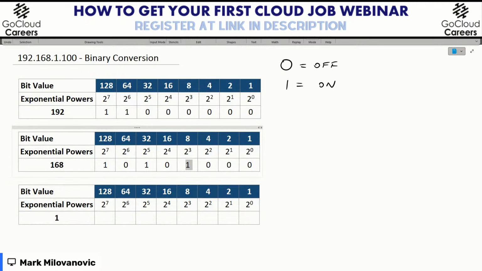We want to convert the decimal value of 1. So you all let me know, out of the values that we have available, what is the largest value I can use that would get me the closest to 1 in conversion? Would it be 128?